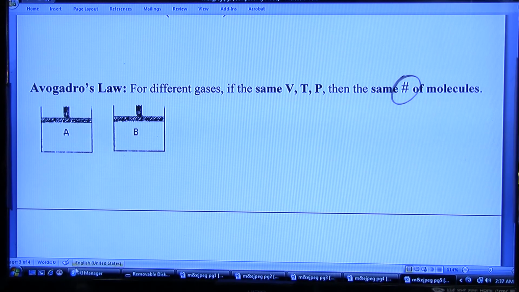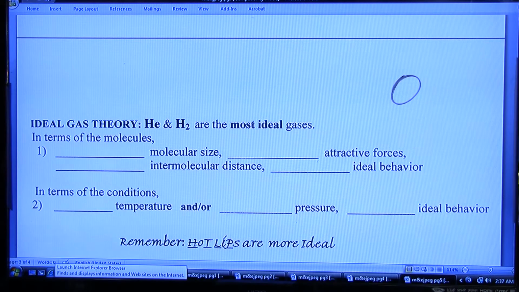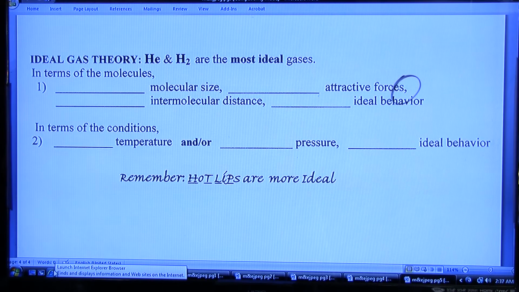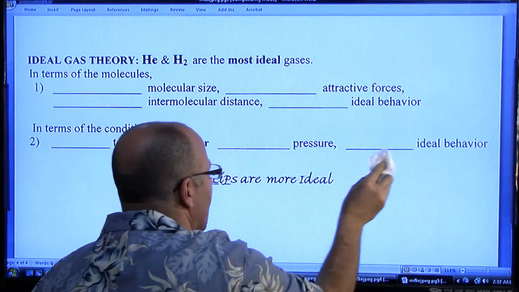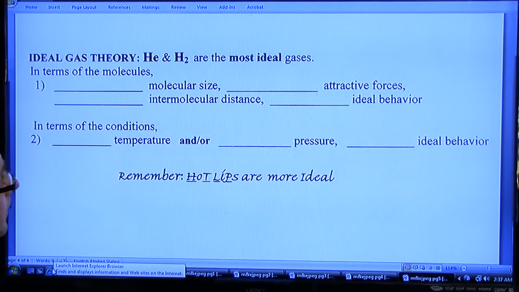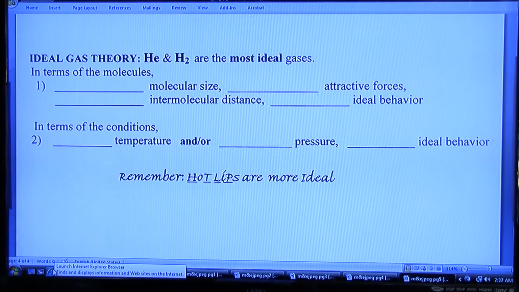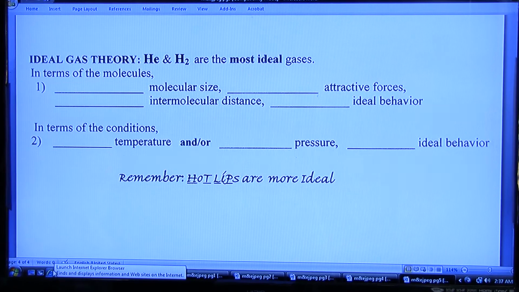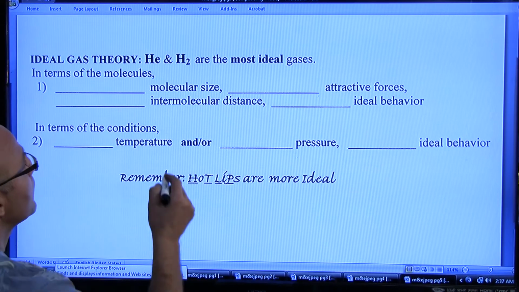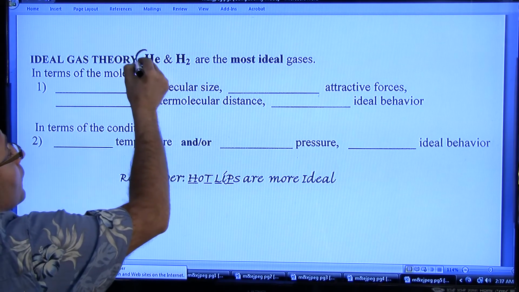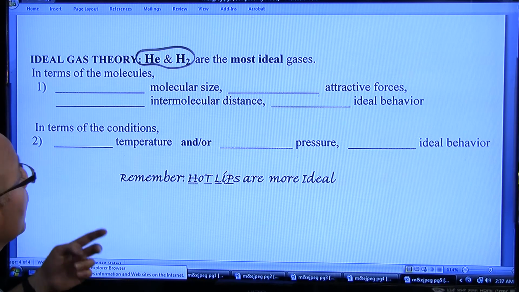And finally, at the bottom of this page, we have the ideal gas theory. An ideal gas is a gas that behaves best, that obeys the gas laws that we just mentioned. So in other words, your calculations on paper will be very close to your actual measurements in the lab. Now, the two most ideal gases are helium and hydrogen. The reason why helium and hydrogen are the most ideal gases is because they are the smallest.